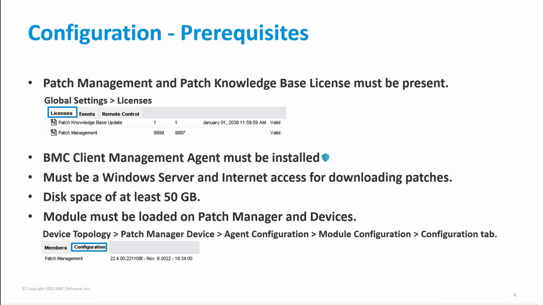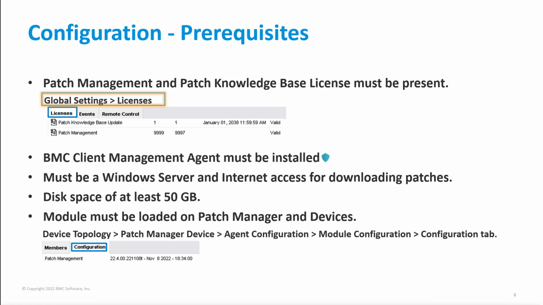Let's switch gears and look at the patch management configuration prerequisites and the configuration itself. Now, in the prerequisites, it is vital that the license for patch management and patch knowledge base must be present. To check whether the module license is present, you can navigate to Global Settings, Licenses in the BCM console.